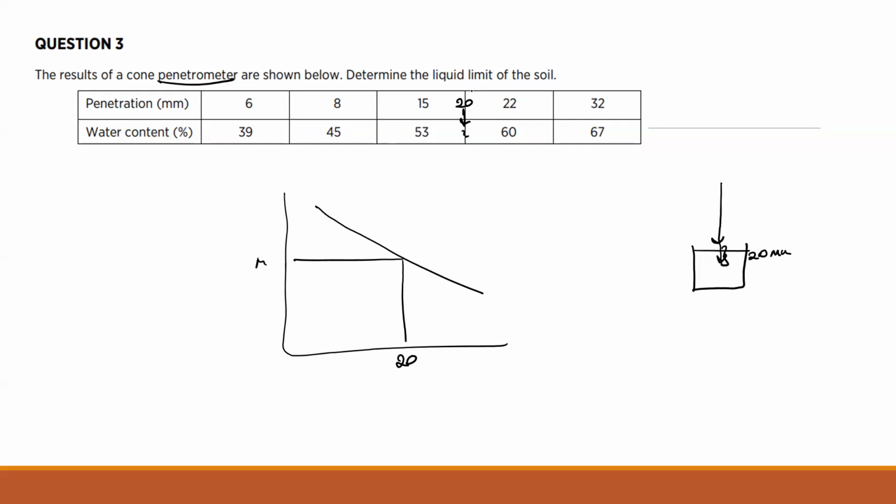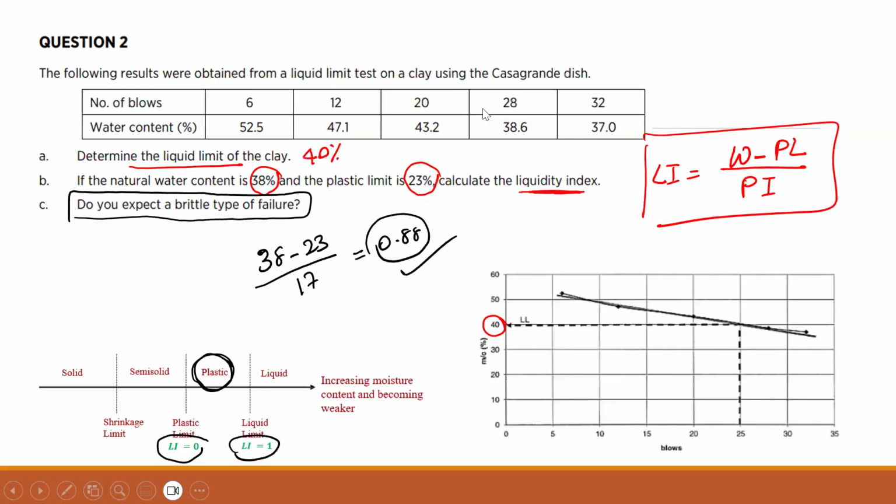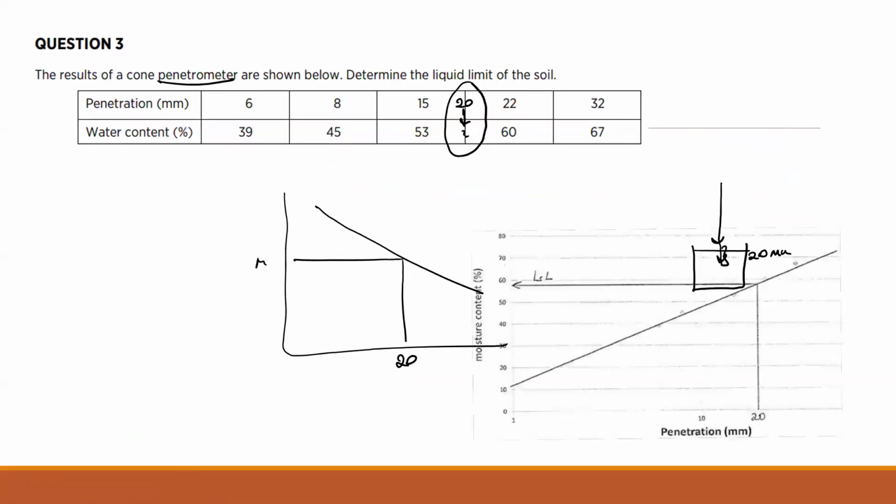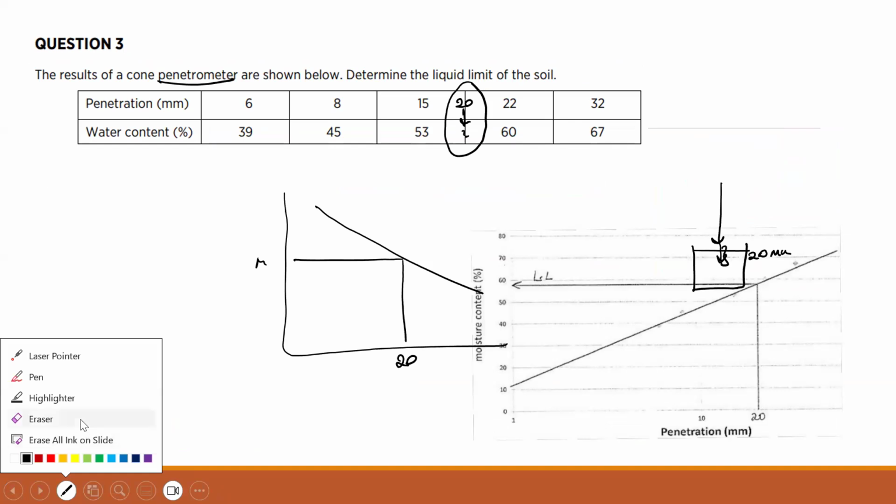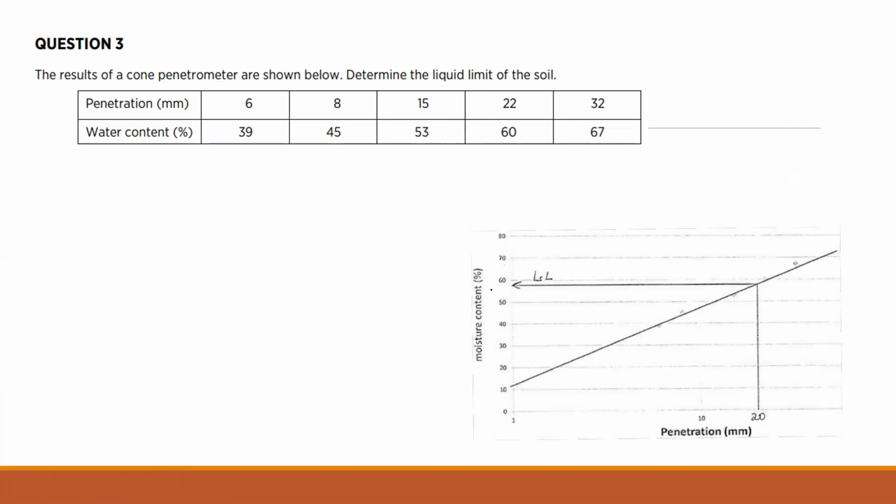You need to remember, for the cone penetrometer test, you have to find it for the 20 millimeter depth. And in this one, you need to find it for 25 blows. You are going to do this test in the lab. Normally for the same soil, we get similar, close answers from both tests. When you do that, you get about 58 or something close to 58 here.